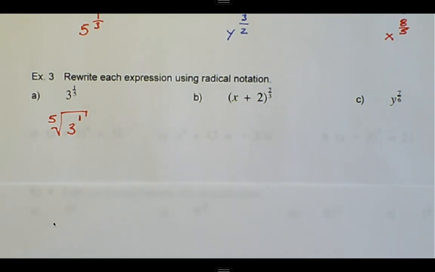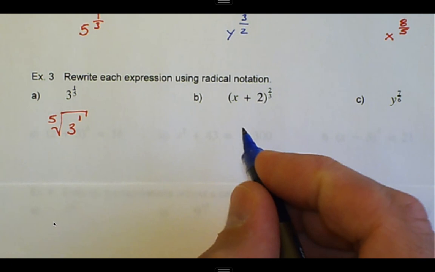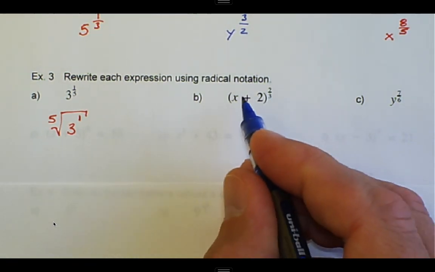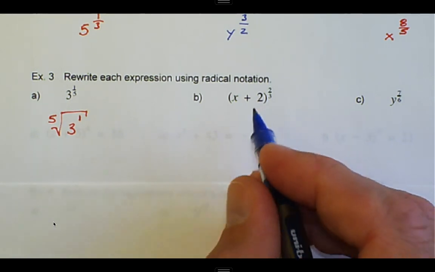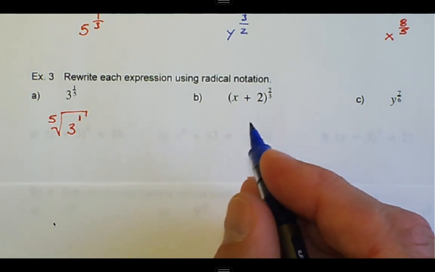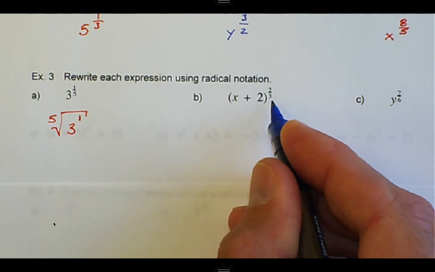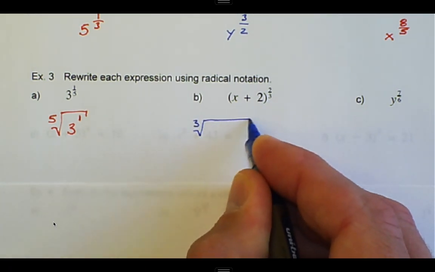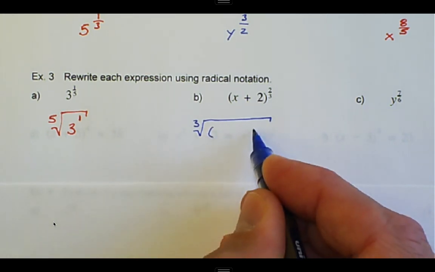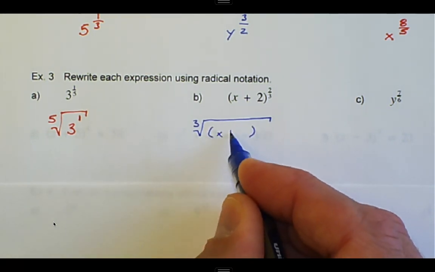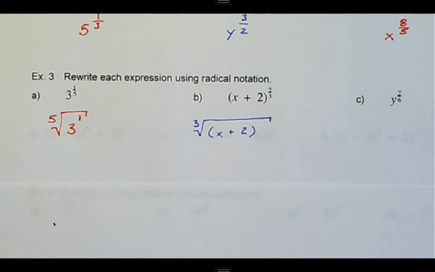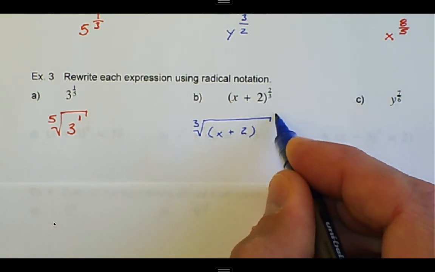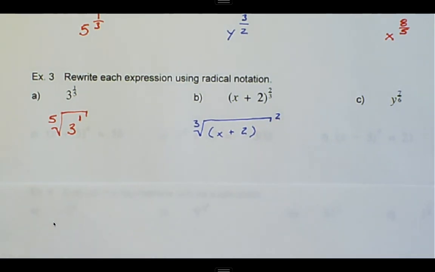And we go and rewrite this middle one. Same thing, keep the parentheses in this case because we have to make sure everything gets distributed to both parts of the binomial. The 3 is the radical, so 3 goes on the radical. Keep the parentheses, keep the base the same. And then we can either have the 2 written here, or we can have the 2 written outside the radical. Either one is fine.